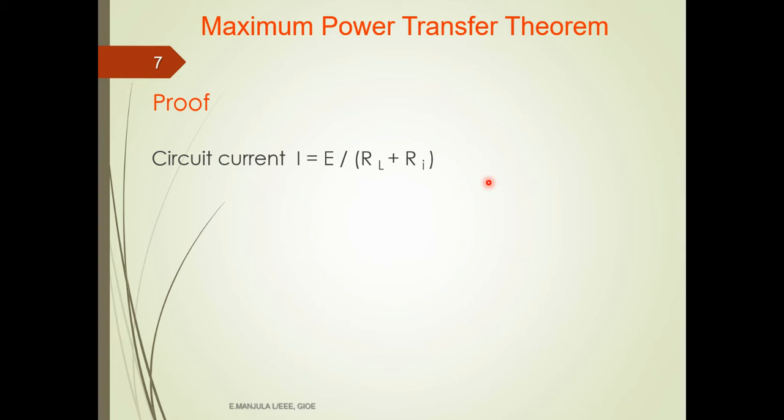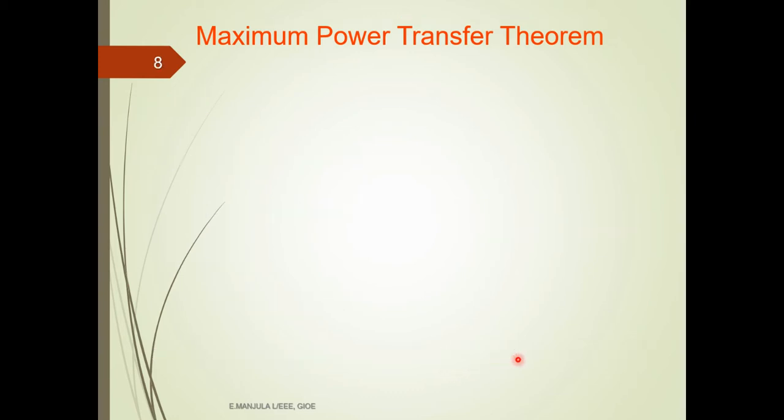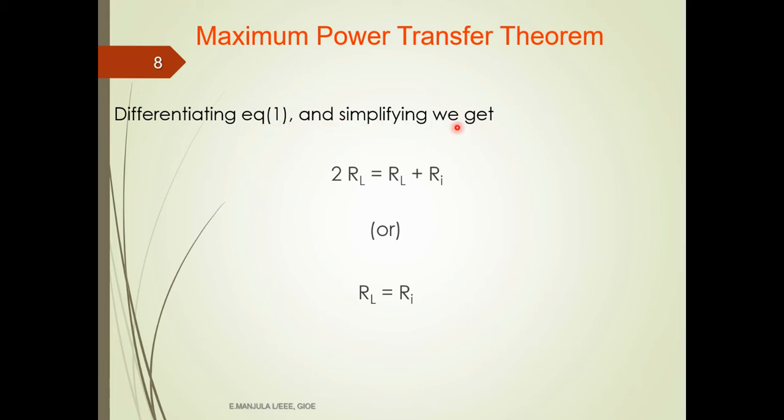So we have to prove it. Here the circuit current I is equal to E divided by RL plus RA, and the power consumed by the load is PL, which is I square into RL. But we know I is equal to E divided by RL plus RA, so PL is E square into RL divided by RL plus RA whole square. For PL to be maximum, we differentiate it and equate it to 0. So dPL divided by dRL is equal to 0. Differentiating equation 1 and simplifying, we get 2 into RL equals RL plus RA, or RL equals RA.